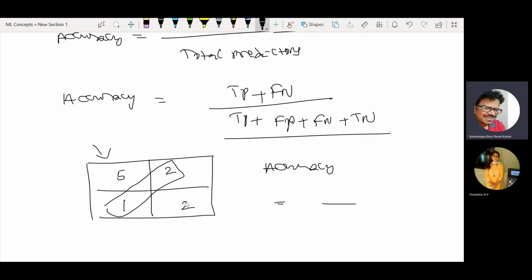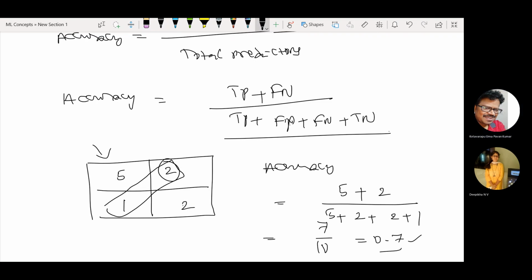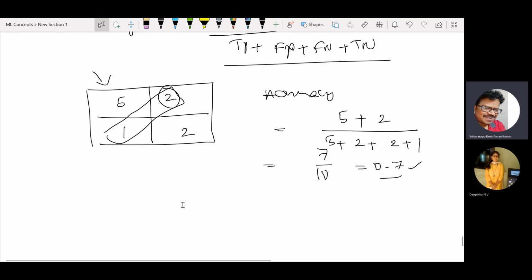Accuracy is equal to, so first thing is true positive, value is 5, plus false negative, our value is 2. So we are making use of the false negative 2. And then by the total values: true positive, true negative, false positive and false negative. The total is 7 by 10. So 70 percent of the model's predictions are correct.